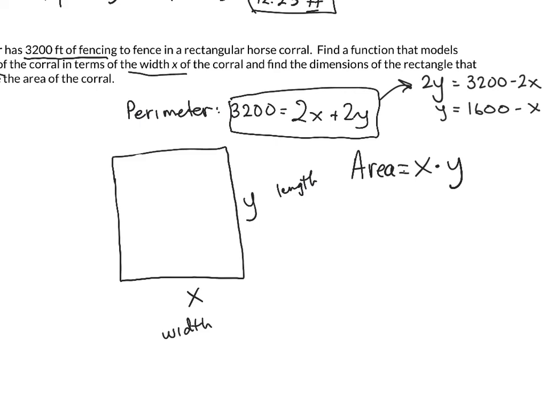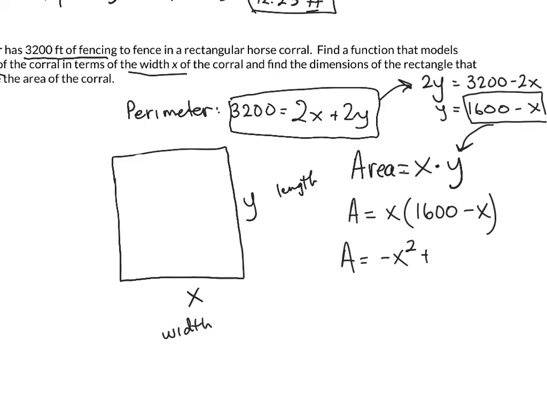In so doing, I know that if this y equals 1,600 minus x, that y also equals 1,600 minus x, because we're talking about the same y variable, so it has to have the same value in both equations. So if I make a substitution now, I could say that area equals x multiplied, instead of y, by 1,600 minus x. And then I have a function for area that's a quadratic, negative x squared plus 1,600x.